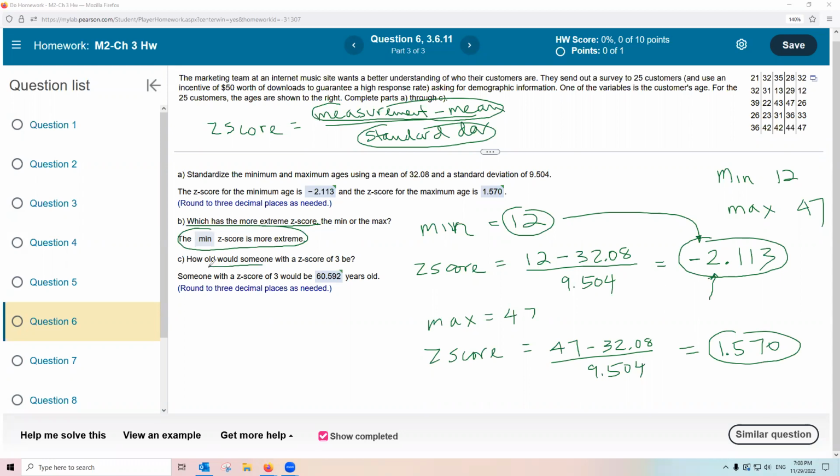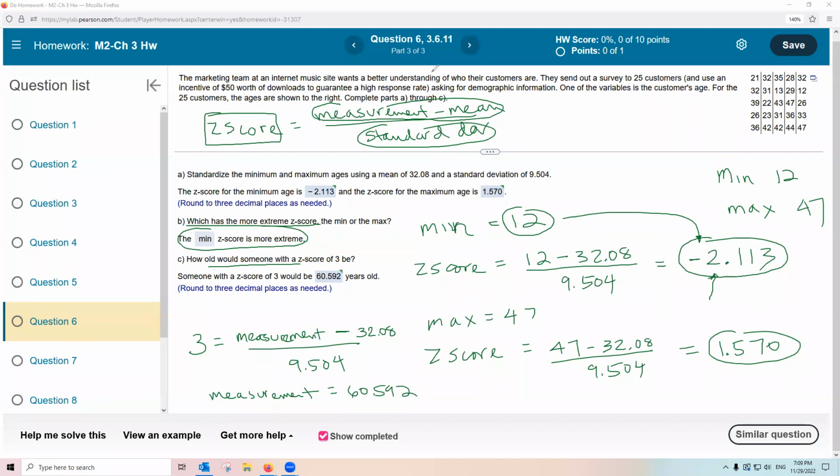How old would someone with a z-score of 3 be? Well, for this one, they're giving us the z-score. So the z-score is given to us as 3. The measurement is unknown. I'll just call that measurement. Minus the mean, that's 32.08, divided by the standard deviation, that's 9.504. I'll just solve this equation for the measurement, and if you do that, the measurement turns out to be 60.592.